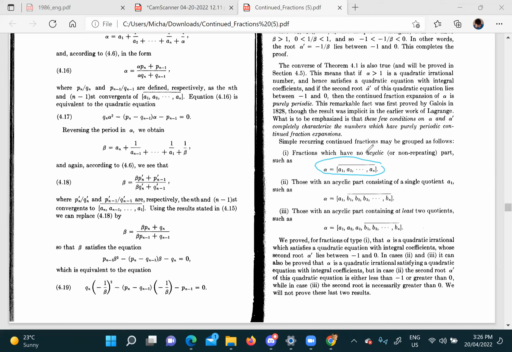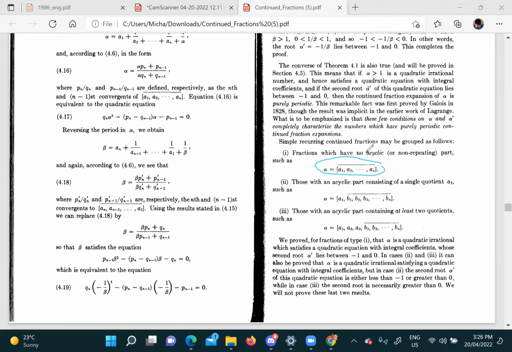Because beta is positive, -1 over beta is negative, and because beta is greater than 1, -1 over beta is between -1 and 0. So we proved that if you have a purely periodic continued fraction, then the quadratic equation has integer coefficients, and the first root is greater than 1, and the other one is between 0 and -1.